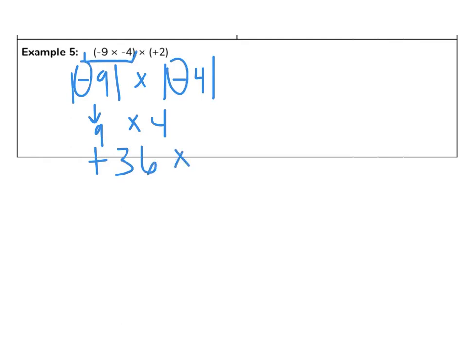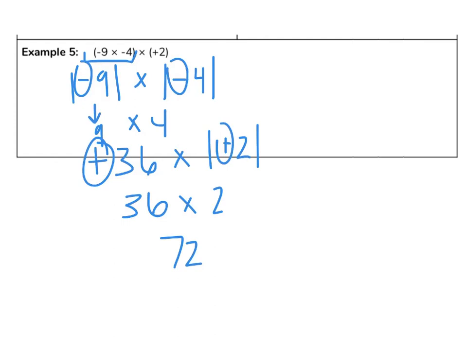Then I'm going to multiply that times the absolute value of positive 2. Again, these have the same signs, so I'm doing 36 times 2. 36 times 2 is 72, and since they are both positive, my answer would be positive 72. So negative 9 times negative 4 times positive 2 would be positive 72.